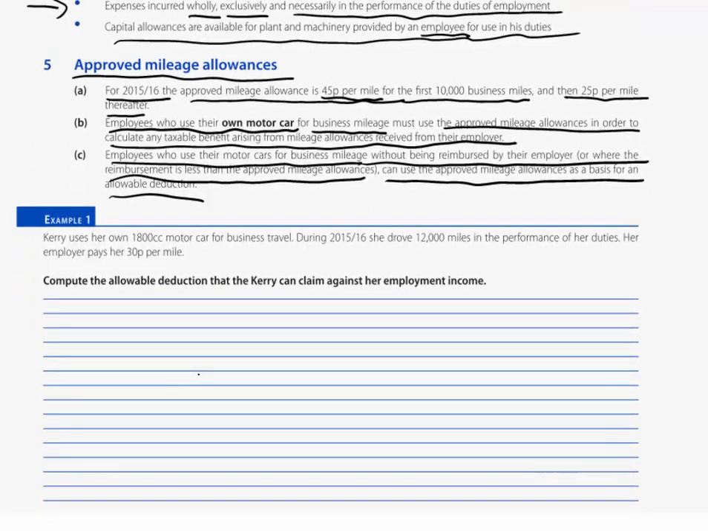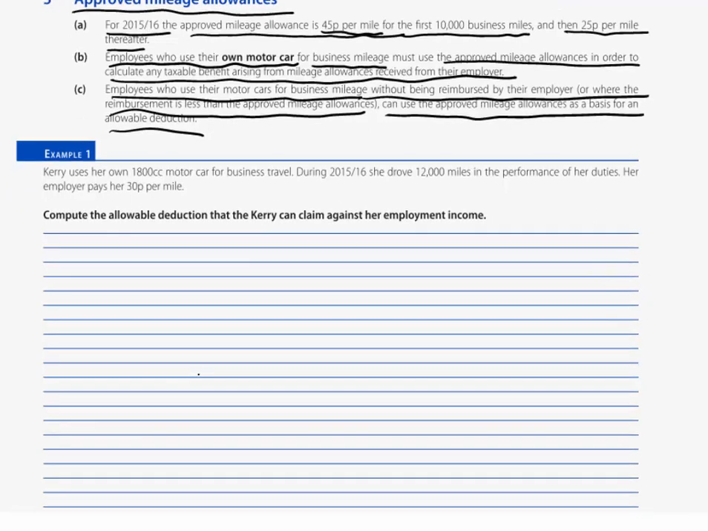Now we have here, thankfully, example 1 to illustrate the calculations that you would have to do. Right, Kerry uses her own car. You're told what the CC is here, but that will not have relevance where it's her own car that is being used. If again she were to be provided with a company car, then the CC will be important to you in terms of the emissions that might then be produced by that car. But that awaits us in a few minutes' time when we look at the assessable benefits of the provision of a company car.